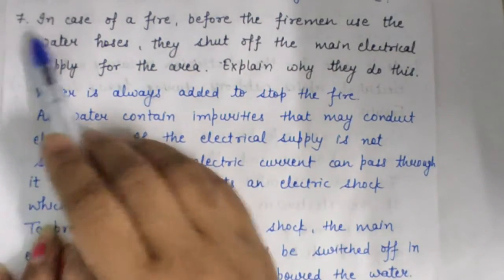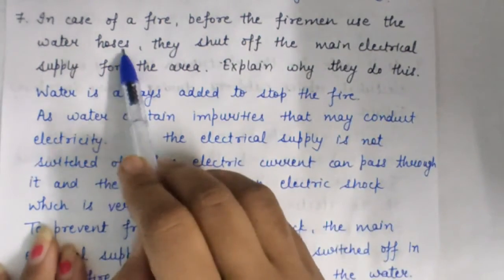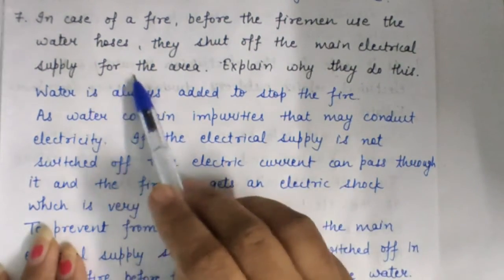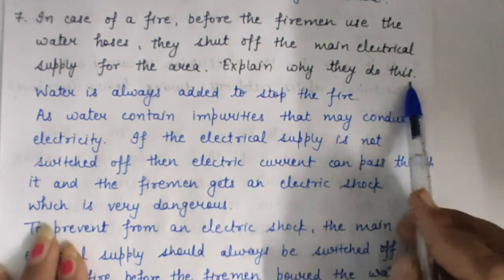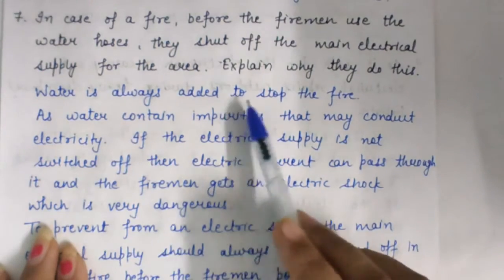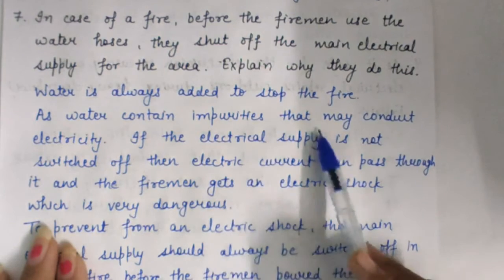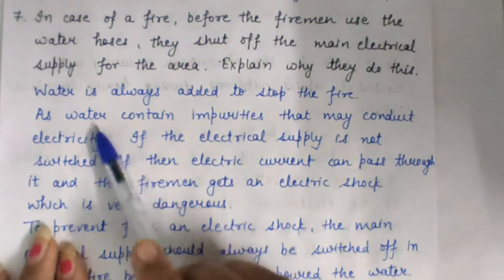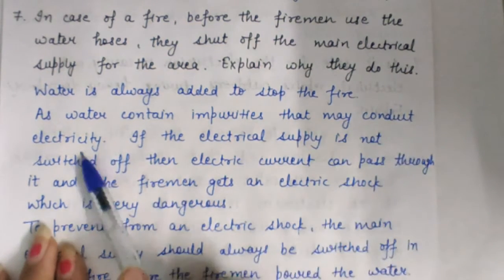Question number 7 is, in case of a fire, before the firemen use the water hoses, they shut off the main electrical supply for the area. Explain why they do this. So the answer is, we know that water is always added to stop the fire, right? As water contains impurities that may conduct electricity. Like if there are impurities present in water, it means that water may conduct electricity.